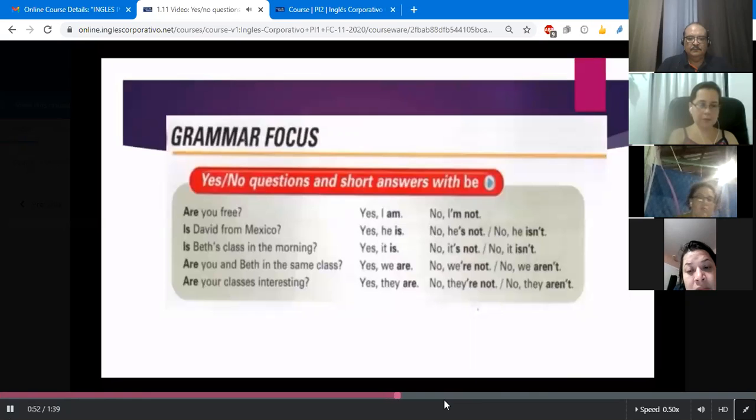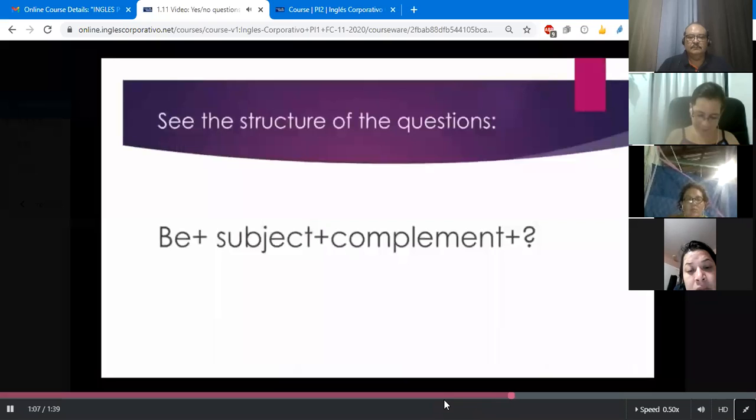Take a look at the questions in the chart again. Are you free? Yes, I am. No, I'm not. Is David from Mexico? Yes, he is. No, he's not. Or no, he isn't. See the structure of the questions: B plus subject plus complement plus question mark. Keep in mind the verb be will depend on the subject we're talking about.